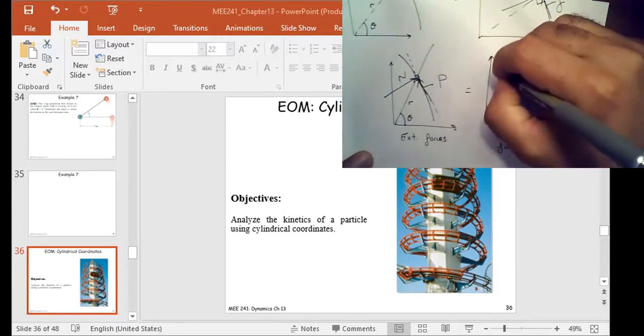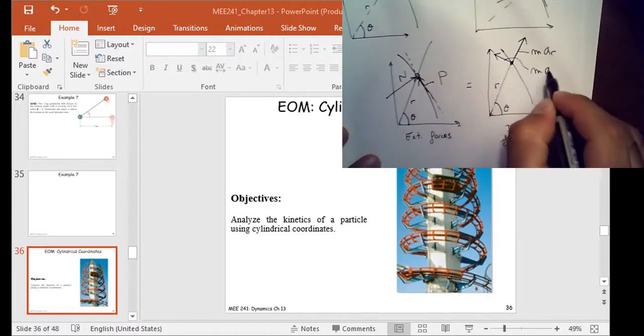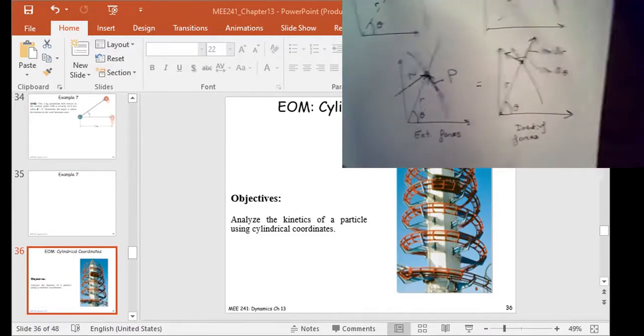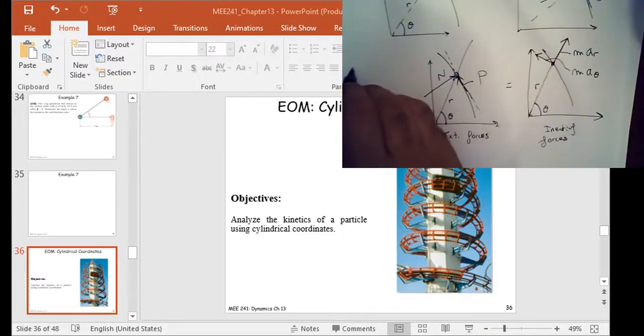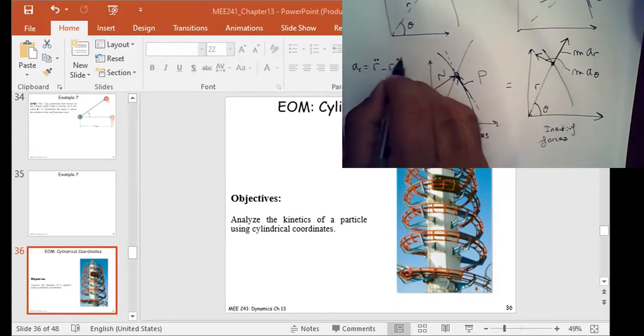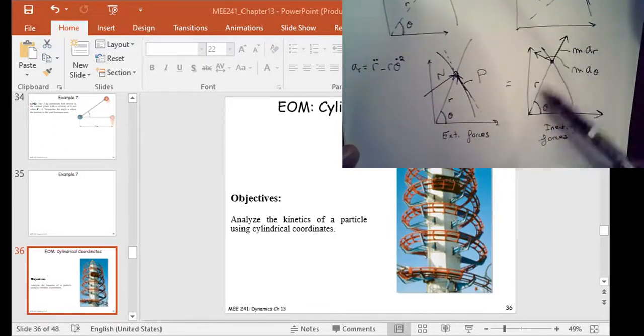So let's actually do this. This vector right here is m a theta. And what was a r? I think you all know a r was equal to what? r double dot minus r theta prime squared, exactly. Remember, now a r is pointing outward, right? If you put a r pointing inward, then this would be the opposite of that. So a r is equal to this.